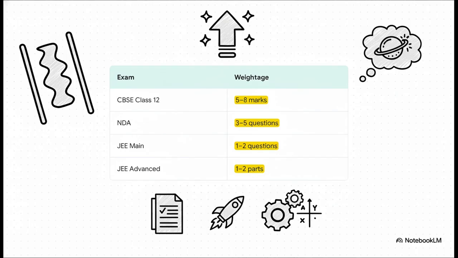Well, the numbers on the screen pretty much speak for themselves. In your CBSE exams, you're looking at 5 to 8 marks. For the NDA, that's 3 to 5 questions every single year. And for JEE, you've got direct questions in mains and their key components in advanced problems. The message is crystal clear. Getting good at determinants is absolutely crucial for a top score.